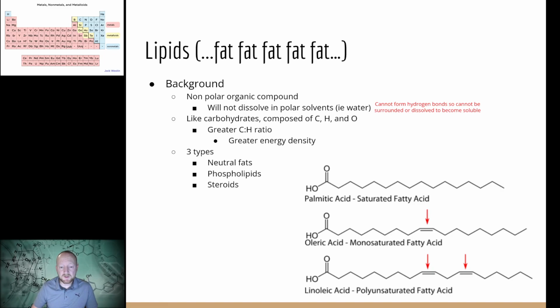It also means they're not going to dissolve in polar solvents, specifically the water that we find in the body, because they're not making those hydrogen bonds to that polar solvent. They don't have that charge. Like carbohydrates, they are composed of C, H, and O. With lipids, we see a greater CH ratio.